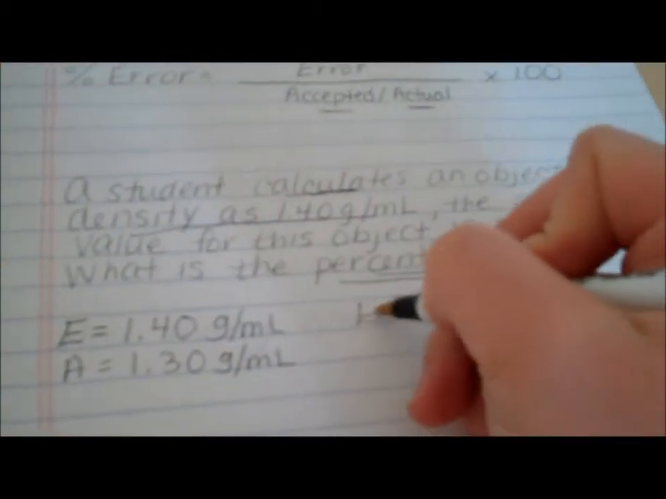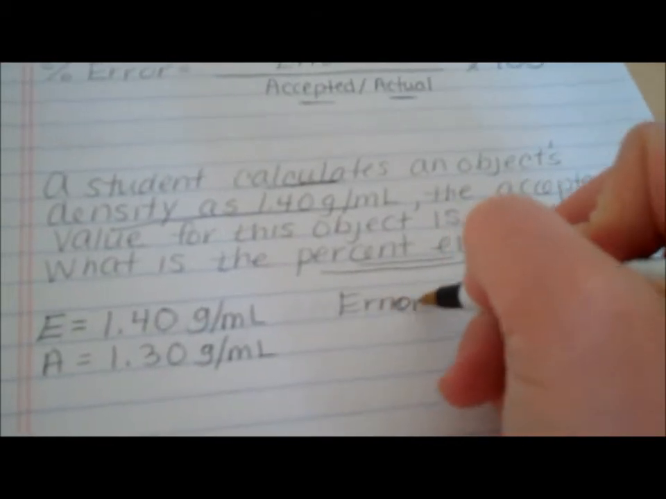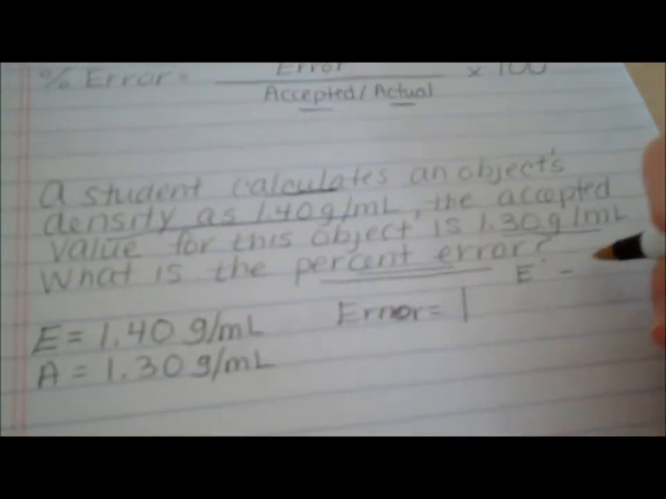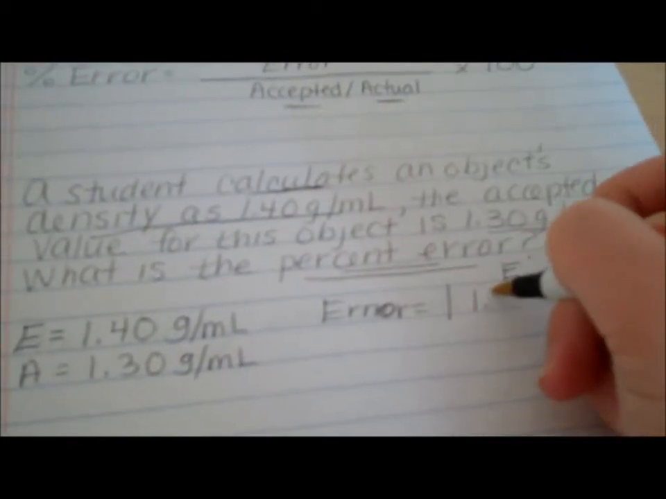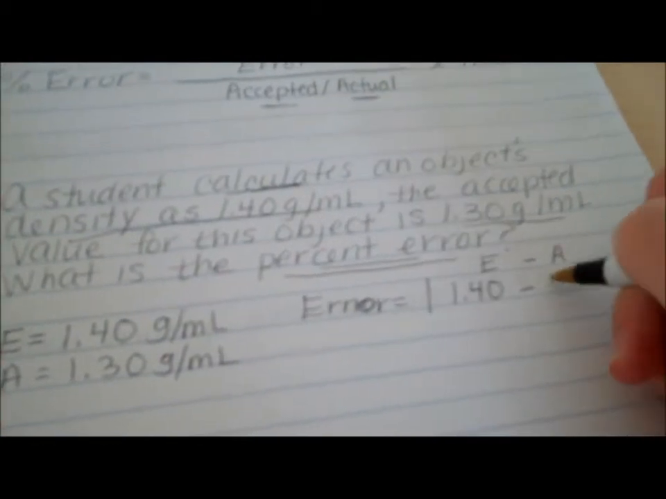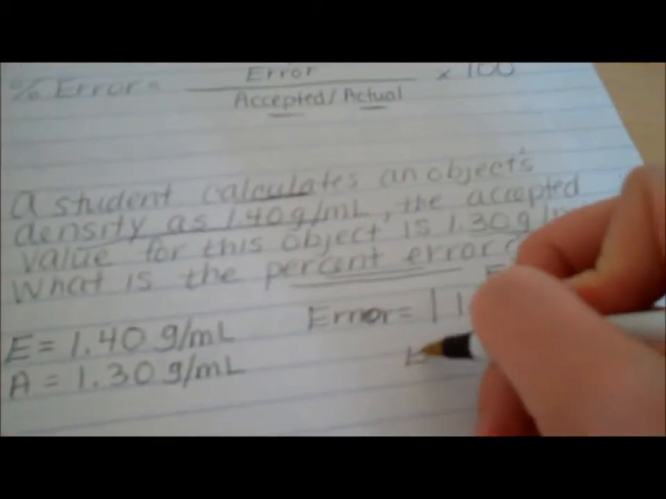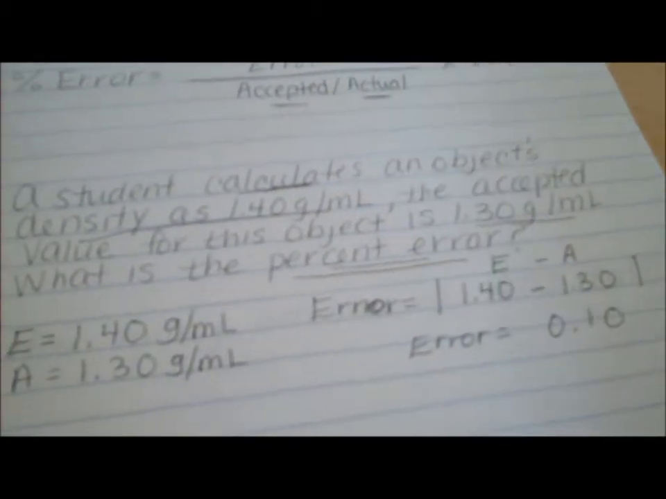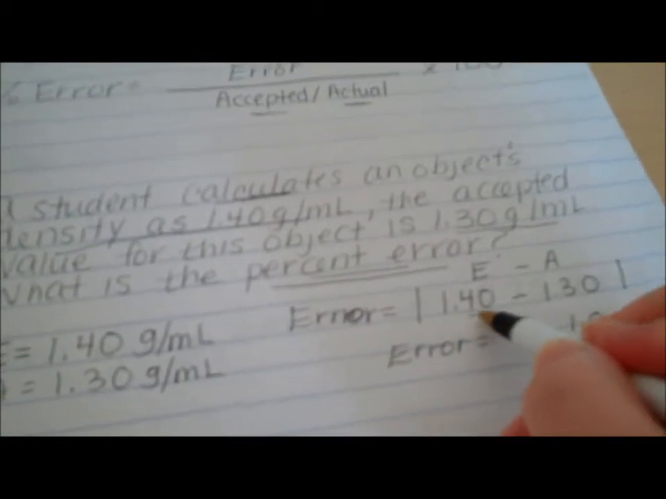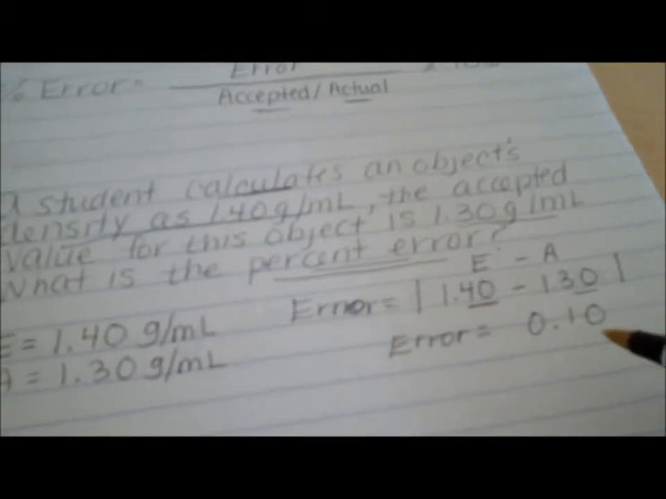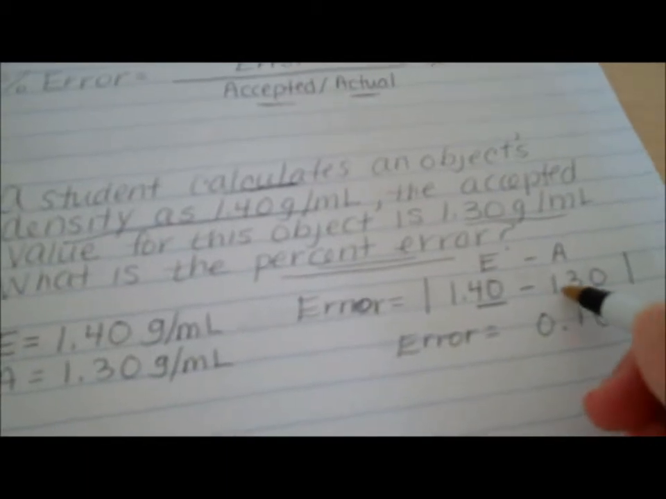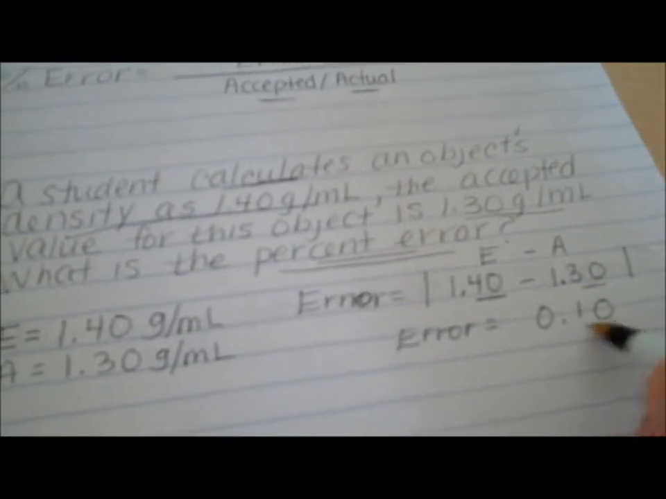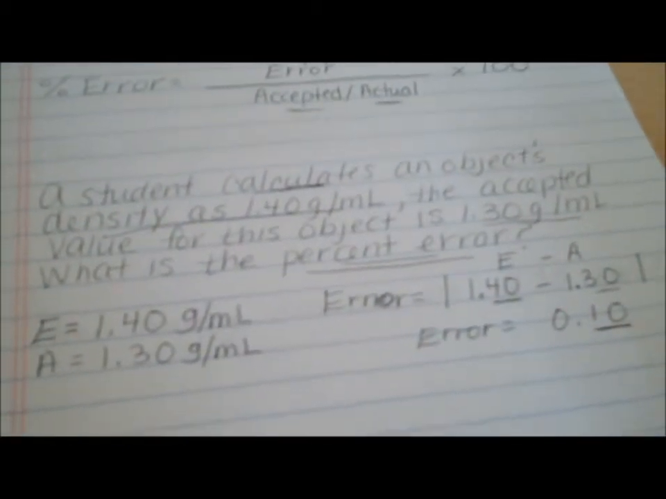Now we're going to look to calculate the percent error. So first I'm going to calculate the error right here. Absolute value of our E minus our A. So our E is 1.40 minus our A, 1.30. So our error is equal to 0.10. Now our rules of sig figs go by addition and subtraction is by the lowest amount of decimal places. You'll notice they both have 2 decimal places, so our answer also has to have 2 decimal places.